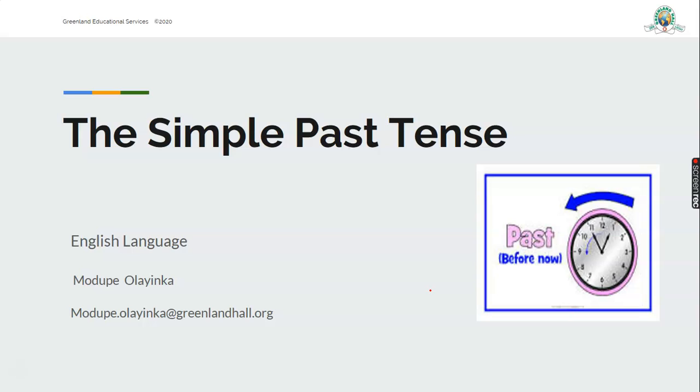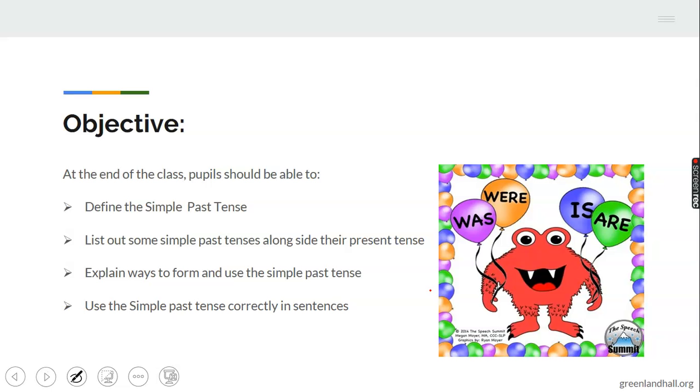The simple past tense is also known as the past tense. You can call it the simple past tense, or you call it just past tense as it's commonly known. So today we'll be talking about the simple past tense, what it's all about, and how we're going to use it. Now, what is the objective of this class?